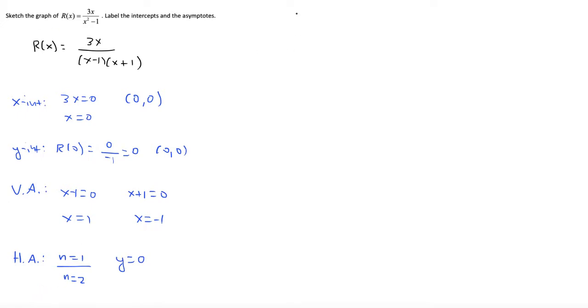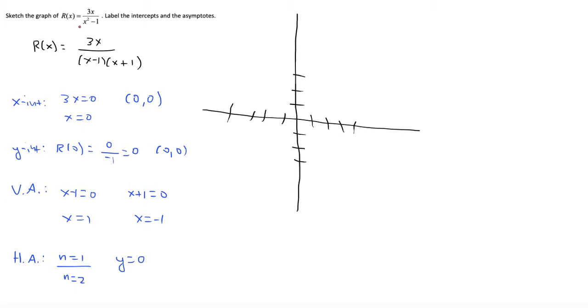All right, so now we want to go ahead and plot these 4 items that we just found. Okay? So we have our basic xy axis right here, right? So the vertical asymptotes are at positive 1 and negative 1. So we just draw these two vertical lines there. The horizontal asymptote is the line y equals 0, so we're just going to get something like this. And we have a point at 0, 0. Okay.